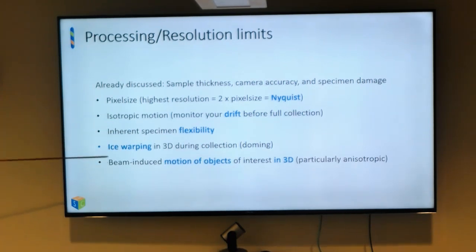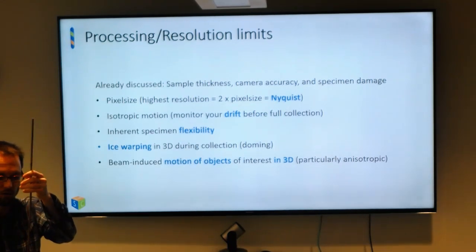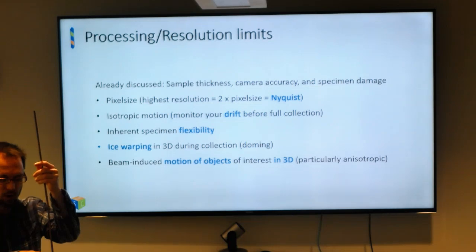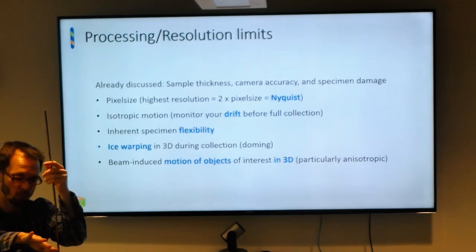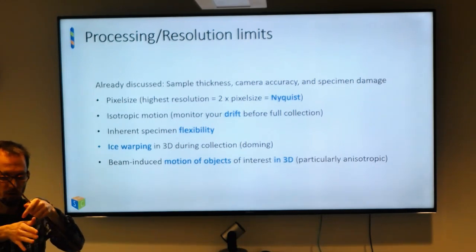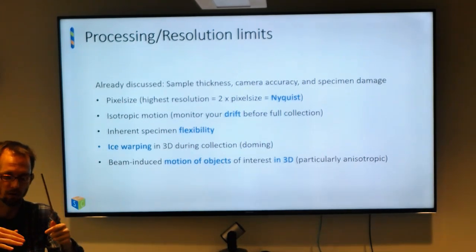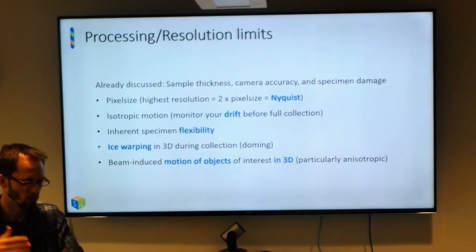Now, two things that I haven't talked about here are when you're collecting, every electron that's hitting your sample is changing it in some way. It's making it move, and it's moving in 3 dimensions, definitely, because you're tilting your sample, so it's going to keep moving in different directions for every single tilt image you're collecting, and your ice is going to be bowing.